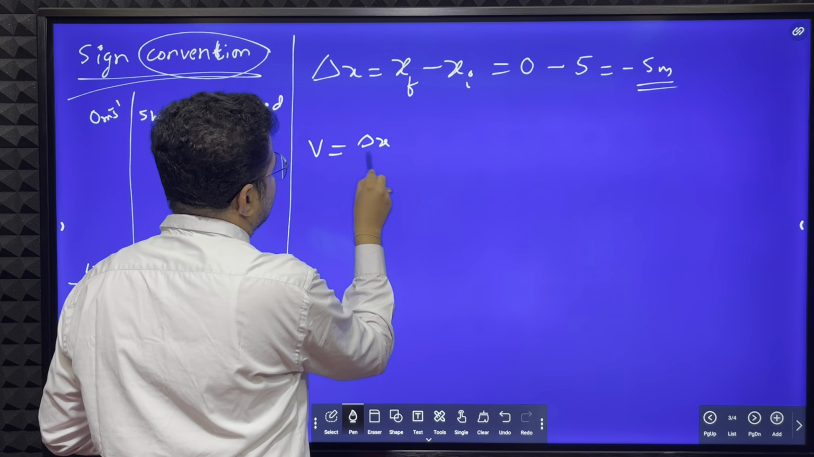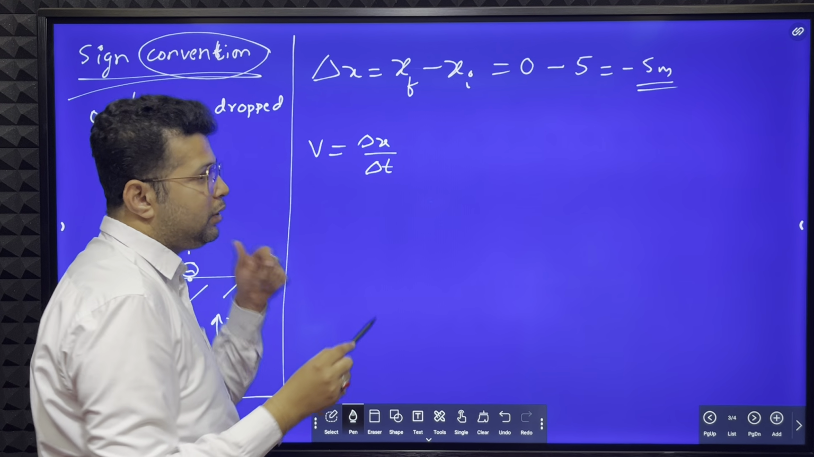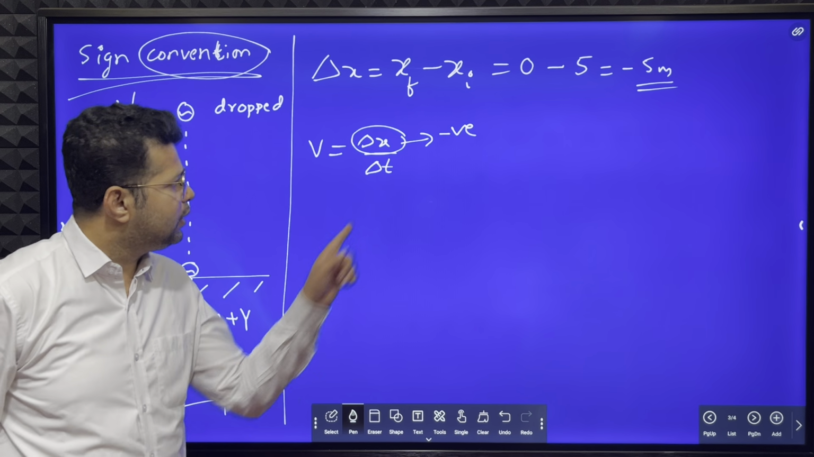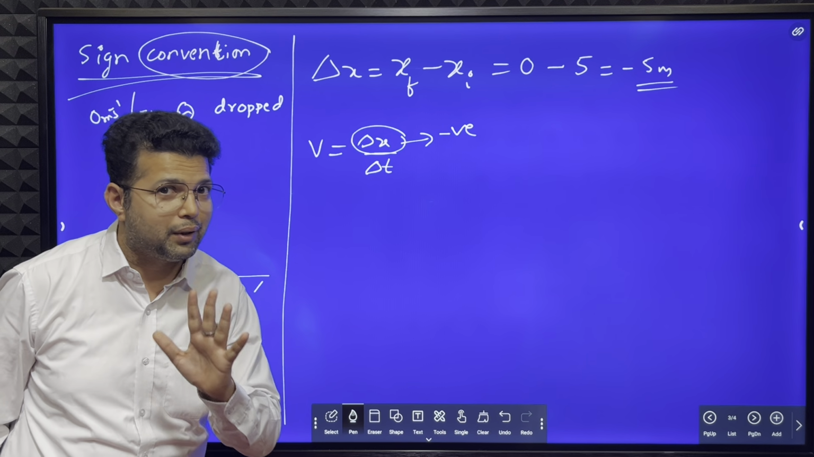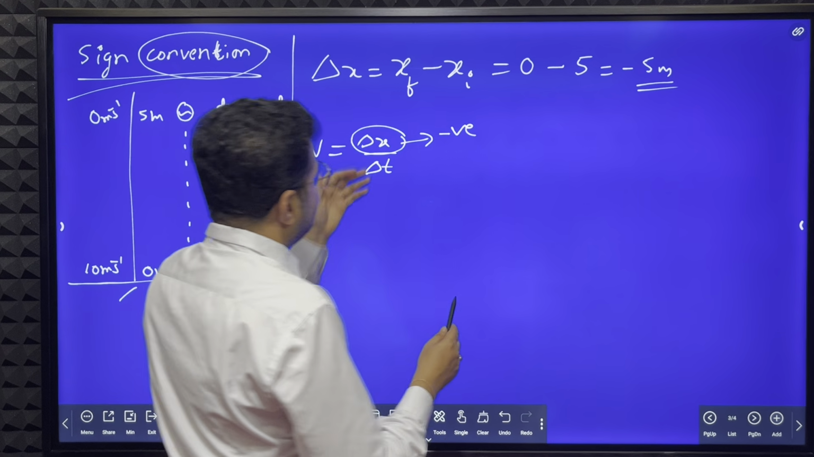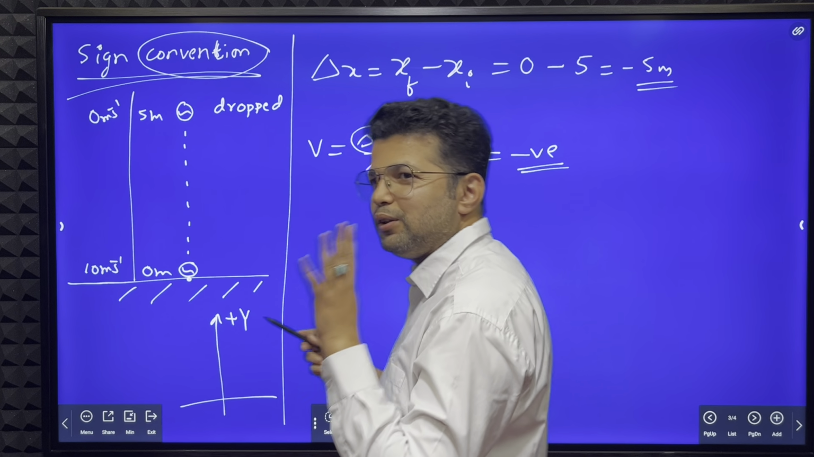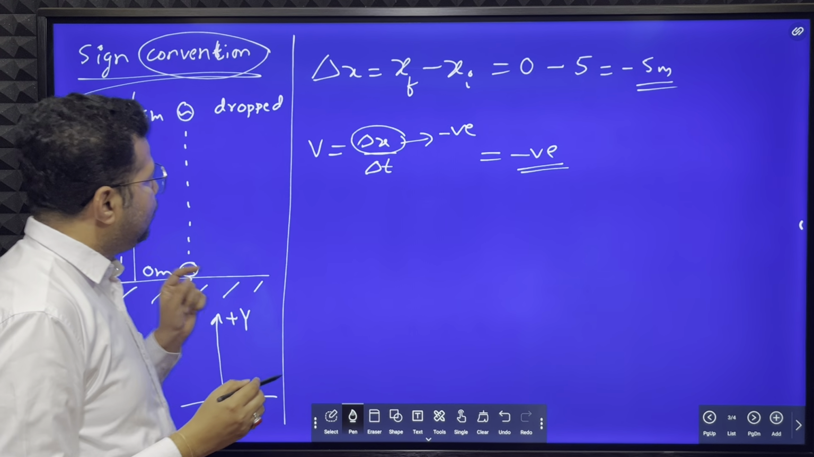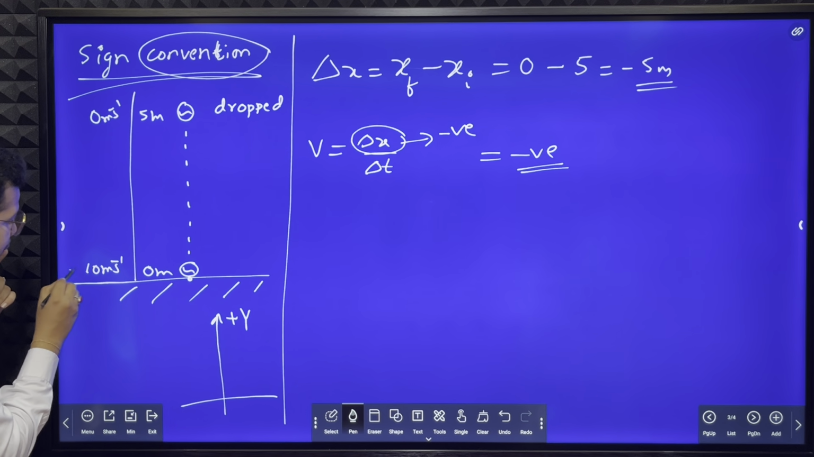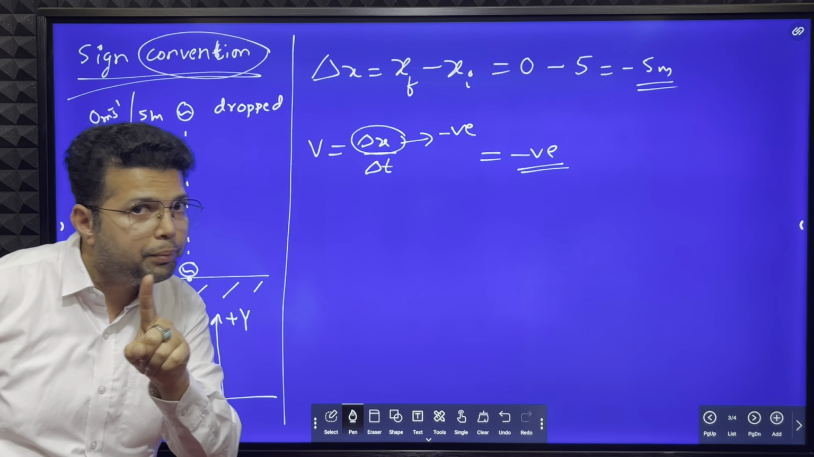Velocity is the rate of change of displacement, displacement by time. The ball is coming downwards, so displacement is negative. Time is always positive, time cannot be negative. Negative divided by positive will give you negative, so velocity will be negative. The object is coming downwards, displacement is negative, so velocity should be negative.